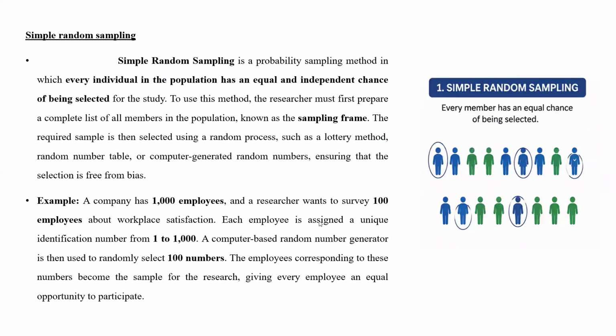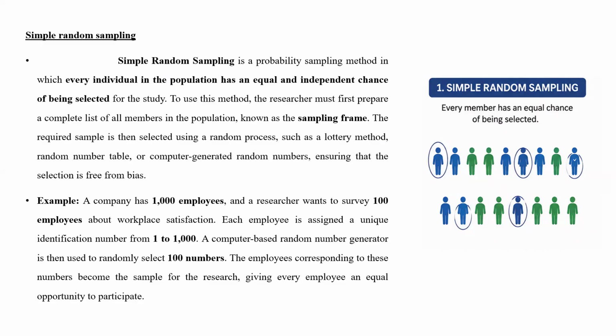Now the first one, simple random sampling. What is random? Random means we are going to pick here and there. That is called random. So simple random means we can pick any number of random values and take the sample. That's all. Simple random sampling is the probability sampling method in which every individual in the population has an equal and independent chance of being selected.